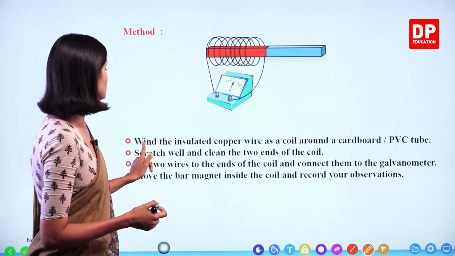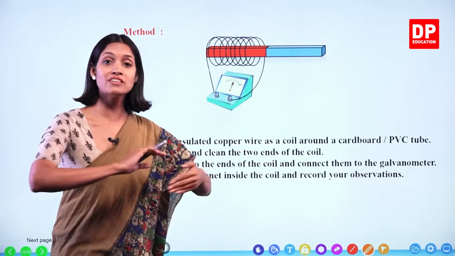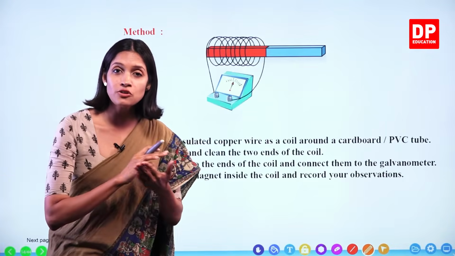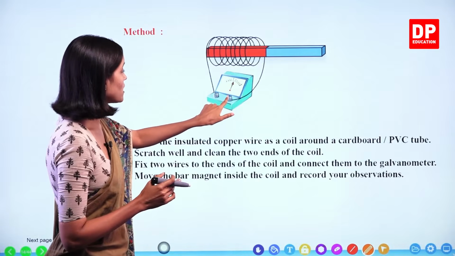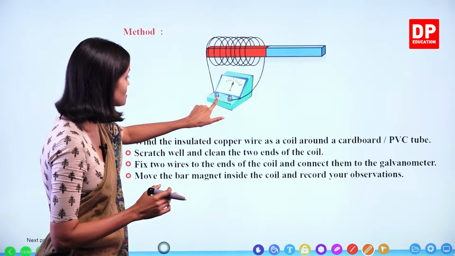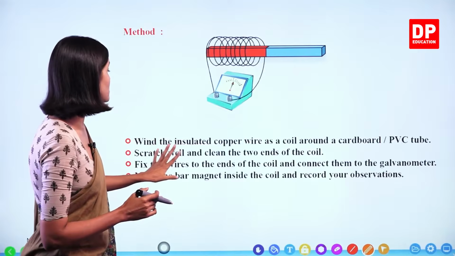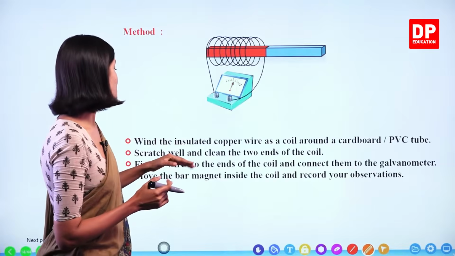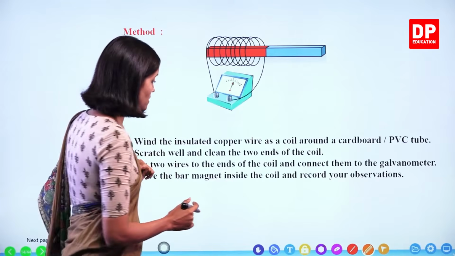And scratch well and clean the two ends of the coil. I told you insulated copper wire is coated with another paint-like substance, right? So electricity will not pass through this substance. Therefore, when you fix the two ends of this wire, you have to scratch the ends well. Then only will electricity pass through the coil of wire, right? Fix two wires to the ends of the coil and connect them to the galvanometer like this. And move the bar magnet inside the coil and record your observations. We'll mark this one, label the diagram.